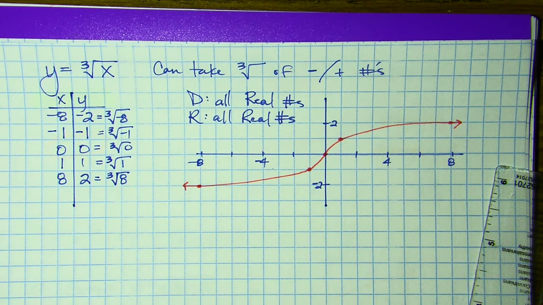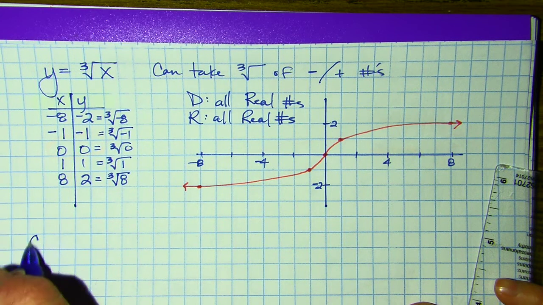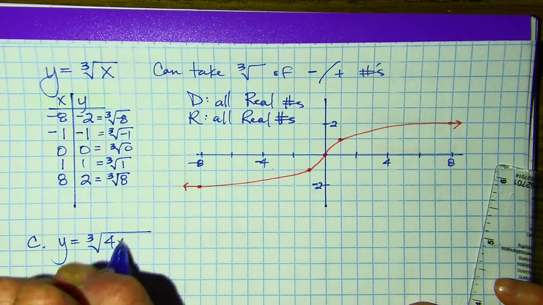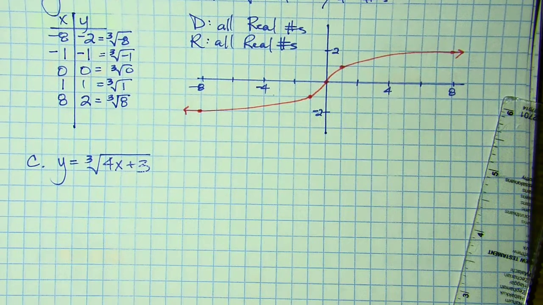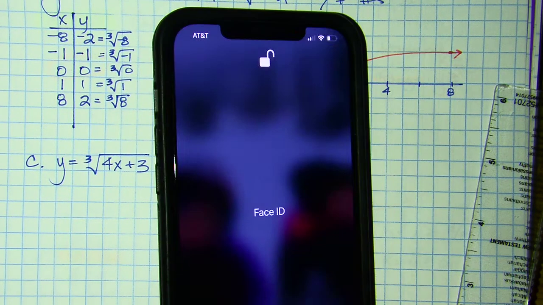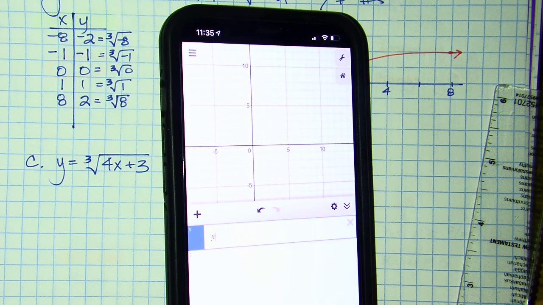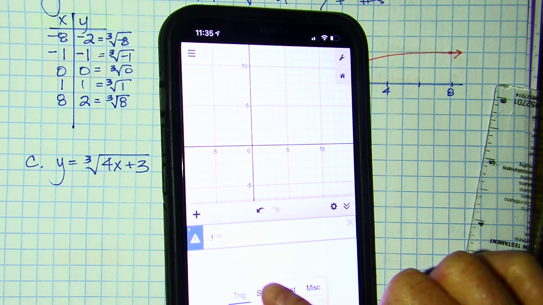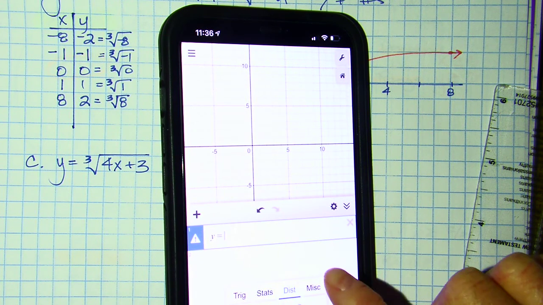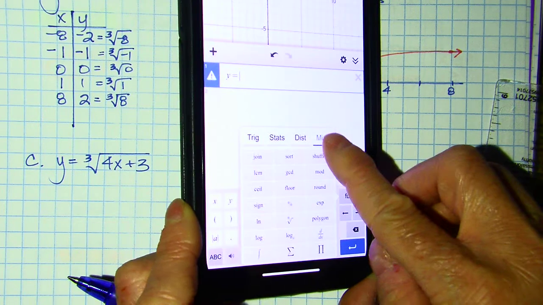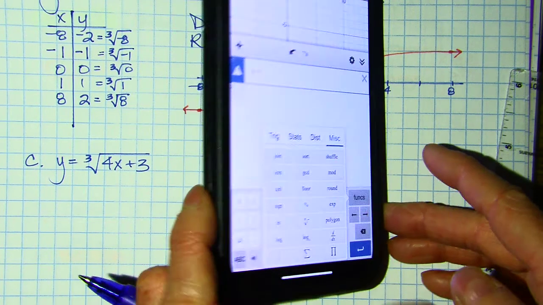So I'm going to do 3 from our lesson practice, and that's it. So part C, y equals the cube root of 4x plus 3, and I'm going to use Desmos. So on Desmos, I need to figure out how to enter cube root. So y equals, and let's see here, if I go to functions, I'm having to figure this out with you. Under functions, under miscellaneous, I have nth root.